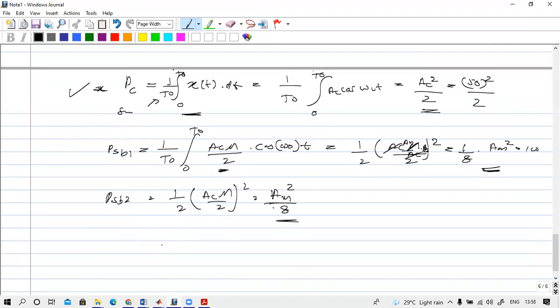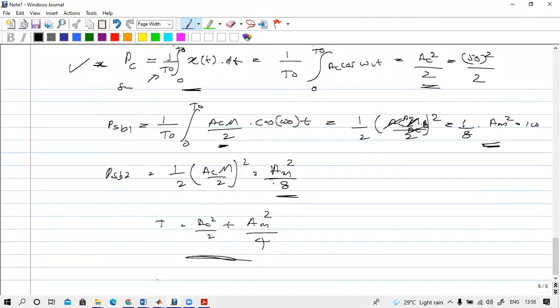So for the total sideband power, you will get AC square by 2 times AM square by 8 plus AM square by 8, so you will get AM square by 4. This is the total power.